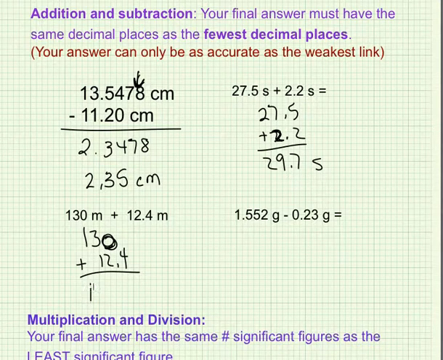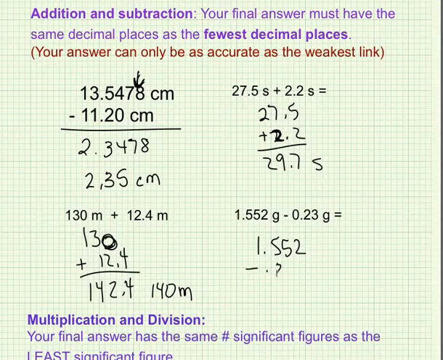Now, if I threw this in my calculator, I would get 142.4. But if we put that down on the paper for our answer, we would be incorrect, because the best this can be is to the 10s place, which is going to make this 140 meters.